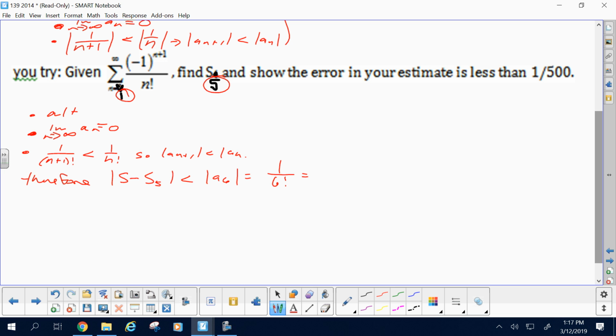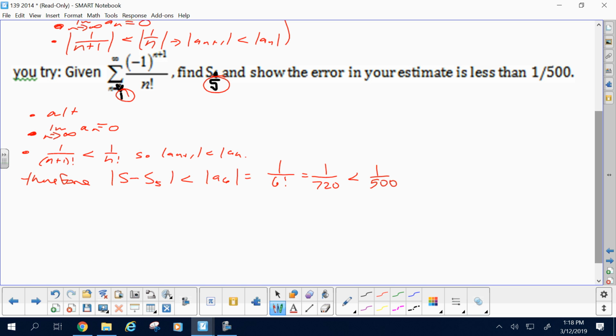You have to start to get some of these memorized. By the end of this semester, you probably have up to about 8 or so memorized. But you know, 1 over 6 factorial is 1 over 720. Is that not less than 1/500? Yes, it is. 1/720 is less than 1/500, right?